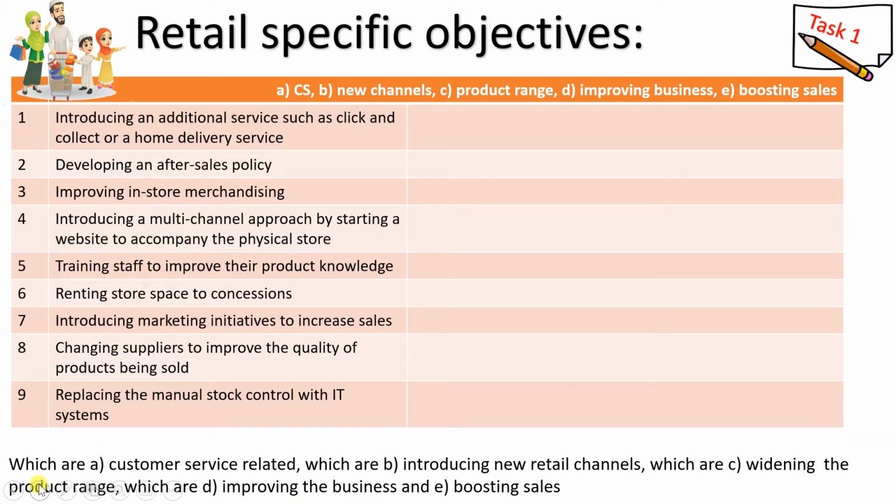Your task then. You need to complete the table in the right-hand column. You need to look through those 9 objectives again, and you're going to decide whether they are customer service related, they are introducing new retail channels related, they're about widening the product range, improving the business as a whole, or boosting sales. Now, all you need to do is write the little shorthand codes which are at the top in the orange heading of the table.